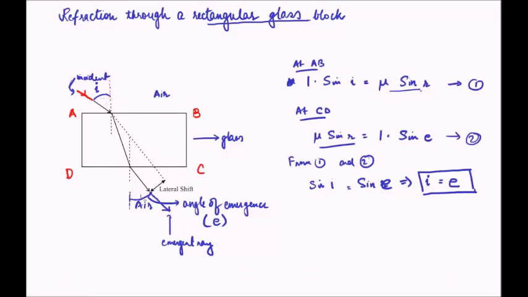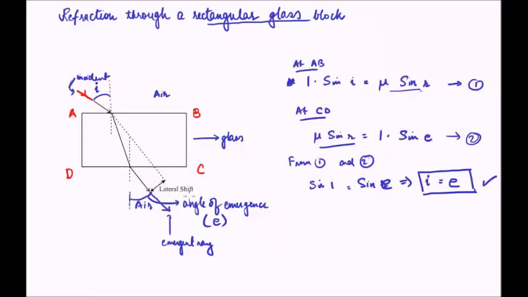So we get sine of angle of incidence is equal to sine of angle of emergence, which implies angle of incidence is angle of emergence. So in case of a rectangular glass block, refraction takes place in this manner, and the angle of incidence is equal to the angle of refraction.